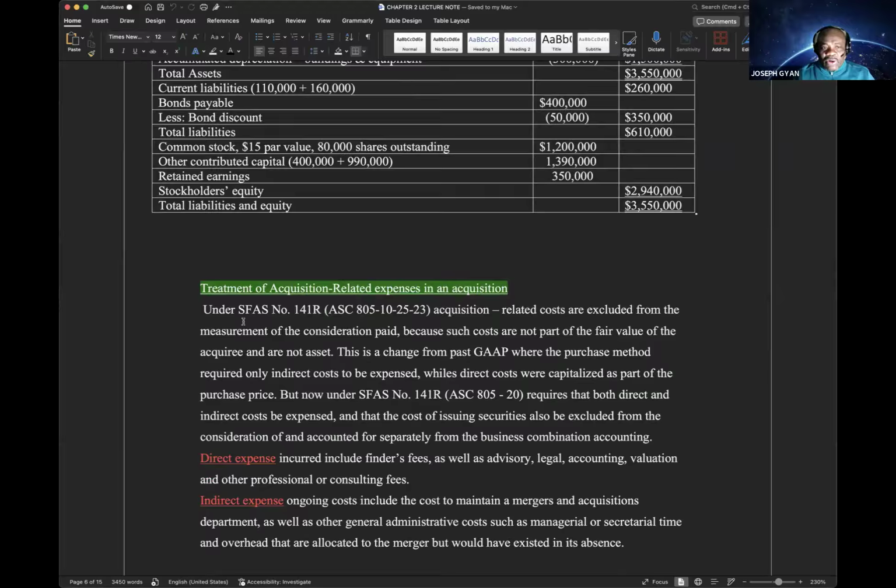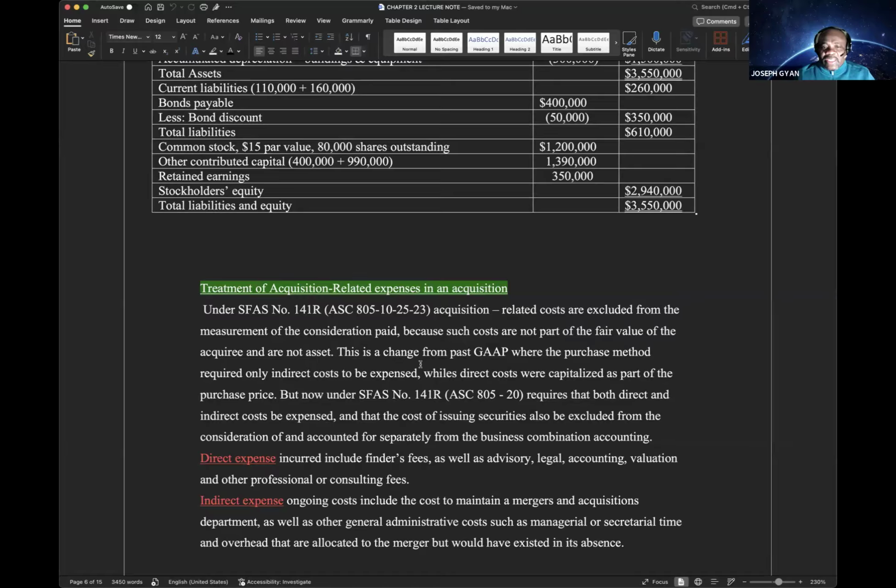So under the new rule of SFAS number 141, section 105, acquisition related costs are excluded from the measurement of the consideration paid because such costs are not part of the fair value of the acquiree and are not an asset. So you cannot include, right? If you hire a lawyer or accountant or maybe broker, and you pay them, you cannot include that cost as part of the consideration that you are giving. That's not a consideration. It's extra expenses that you incurred. So you have to treat it differently from the consideration that you are giving.